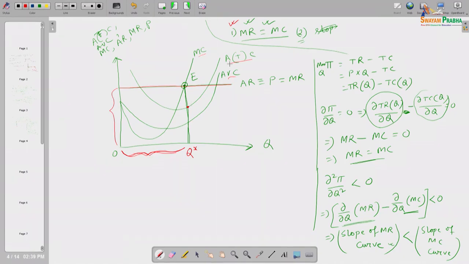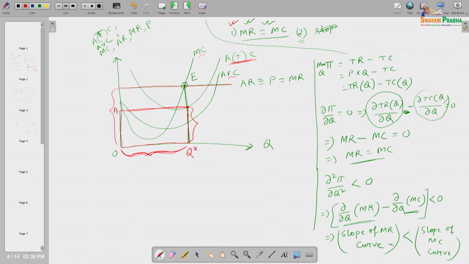Now, the question is how much profit he will gain in this particular case. Can we show the area or the amount of profit? Look here, he will produce this much quantity. For that output, what is the average cost? This is the ATC curve, average total cost. When he is producing OQ star output, per unit he incurs this much average cost. So this red color box is the total cost, because average cost into quantity is the total cost.